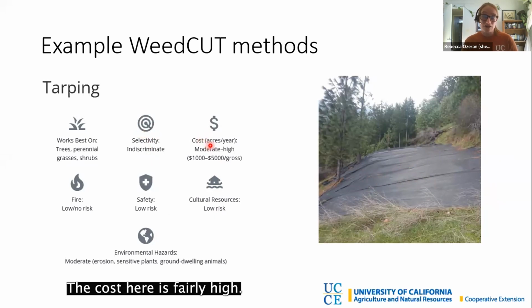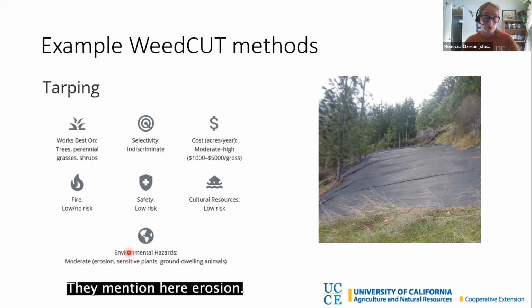The cost here is fairly high, $1,000 to $5,000 per acre per year. Benefits of tarping are that there's basically no risk of fire. You haven't introduced anything flammable, and theoretically, you're reducing fuel loads. Safety, very low risk. It's just plastic tarping. It's pretty hard to hurt yourself with that. Low risk to cultural resources, and then moderate risk of environmental impacts.